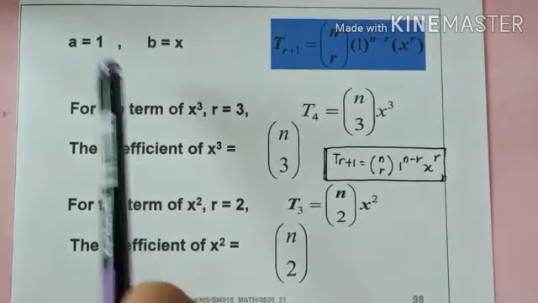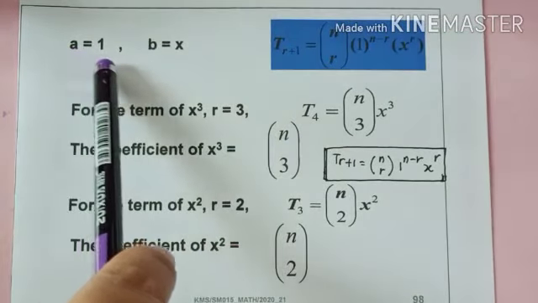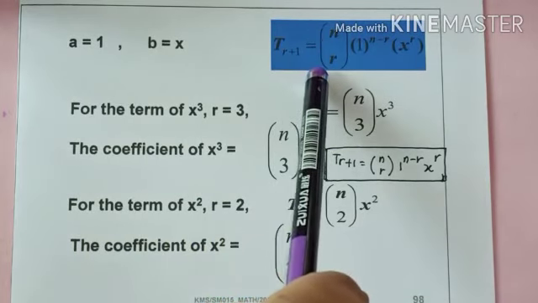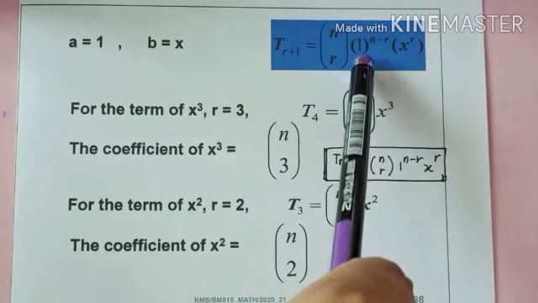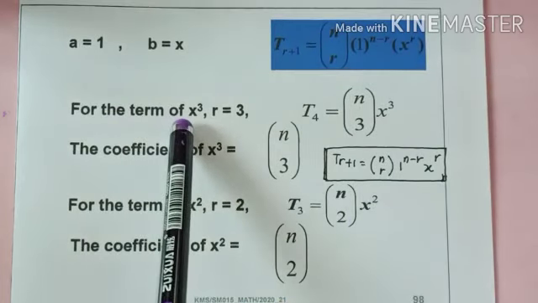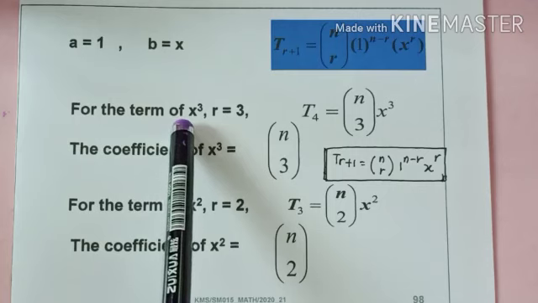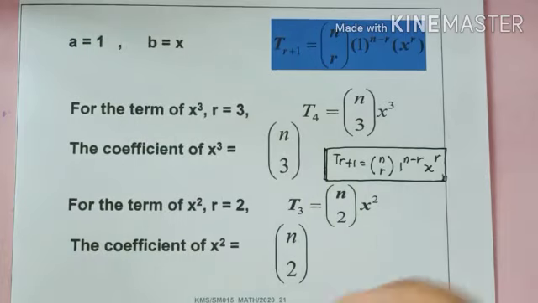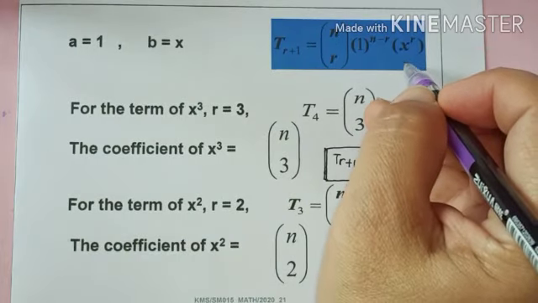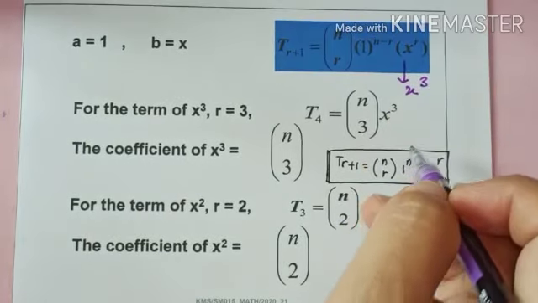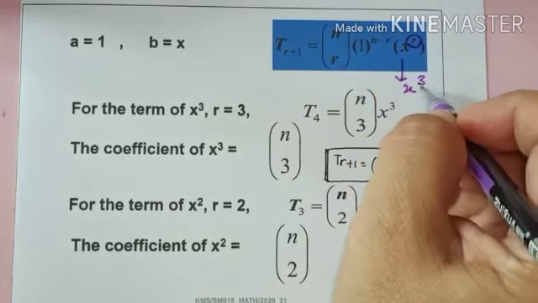Okay, right. So we substitute into this formula: T(r+1) = nCr times 1 to the power of (n minus r) times x to the power of r. For the term of x cubed, we want the coefficient, so that means r is equal to 3. Where do I get r equal to 3? Since we have x cubed, this should be x to the power of 3. So you can compare: r is equal to 3.